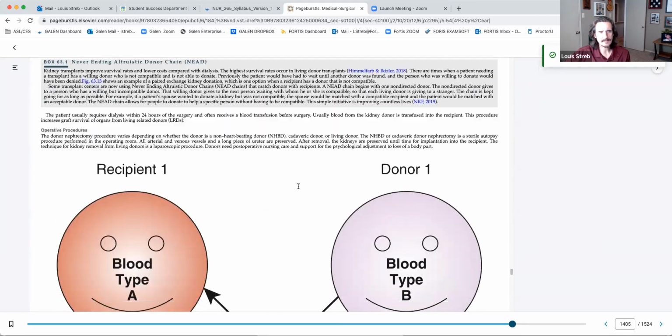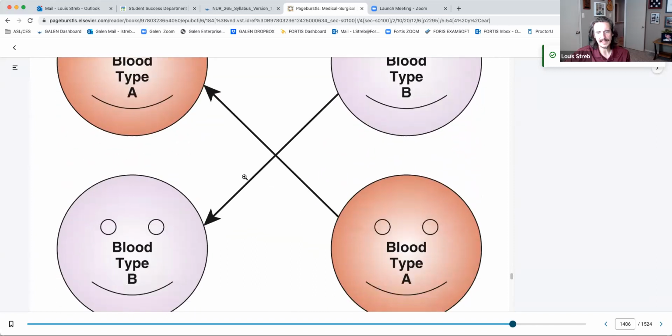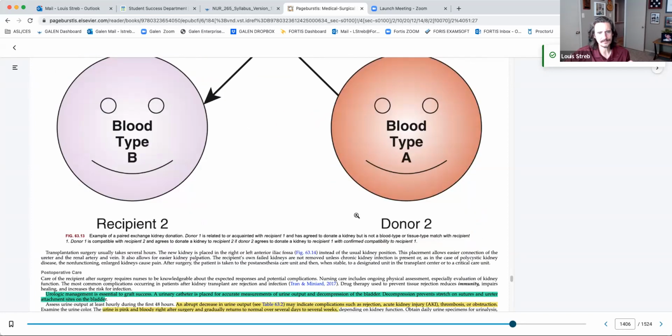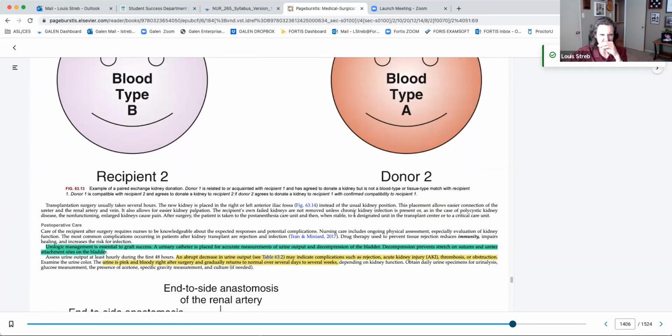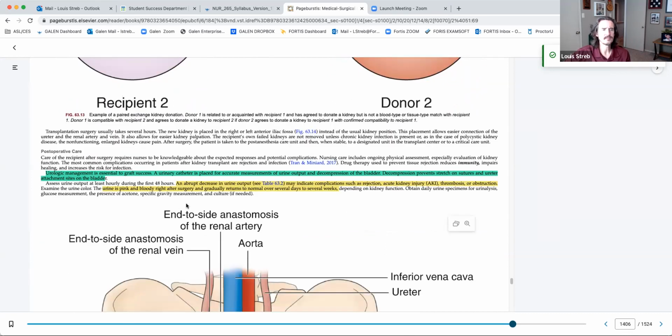You can look at blood types if you want there. You can go back and look. I don't think we need to talk a lot about that, but if your teacher told you to look at it, go back and look at it.